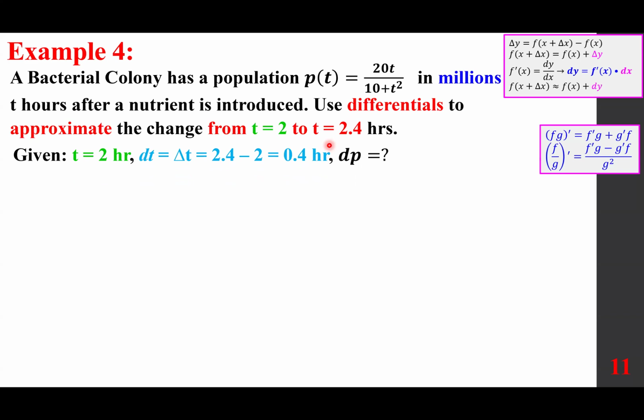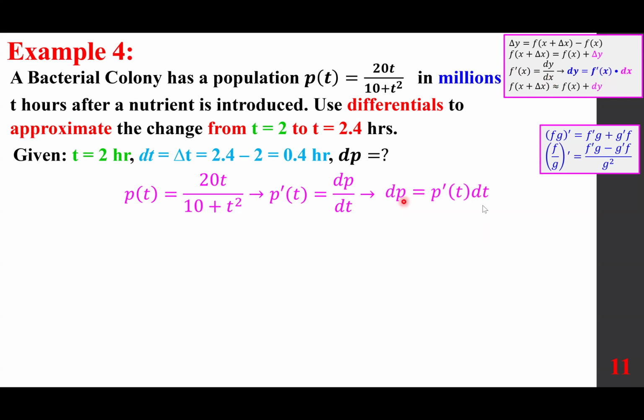Which means given p of t, we know how to find p prime, which is dp dt. And we want dp, which is the product of these two. Again, by the same token as for f prime of x is dy dx, dy is f prime of x dx, and dp is p prime of t dt. So the very first step is the calculus step of differentiation.